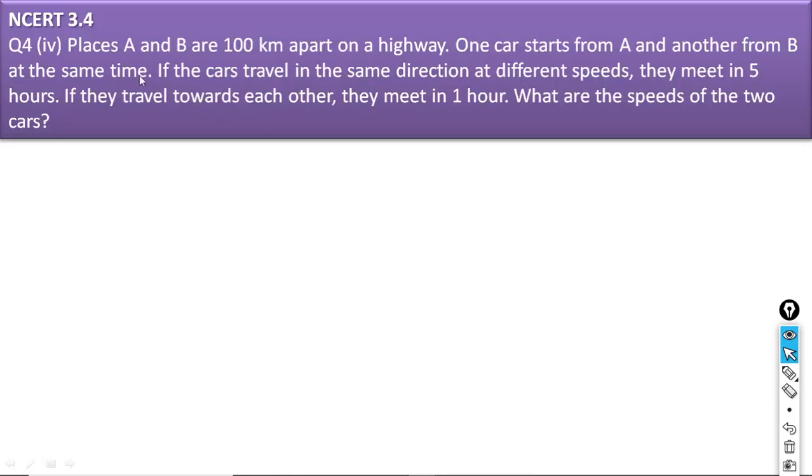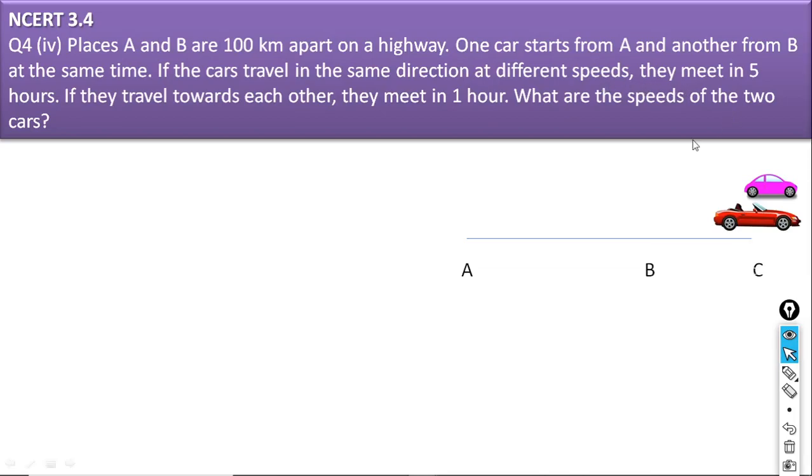In the first problem, A and B are 100 km apart on a highway. They are the two stations A and B, and the distance between them is 100 km. There are two cars. One car starts from point A and another from point B, and they travel in the same direction. That means they are traveling in the same direction at different speeds, and they will meet in 5 hours.